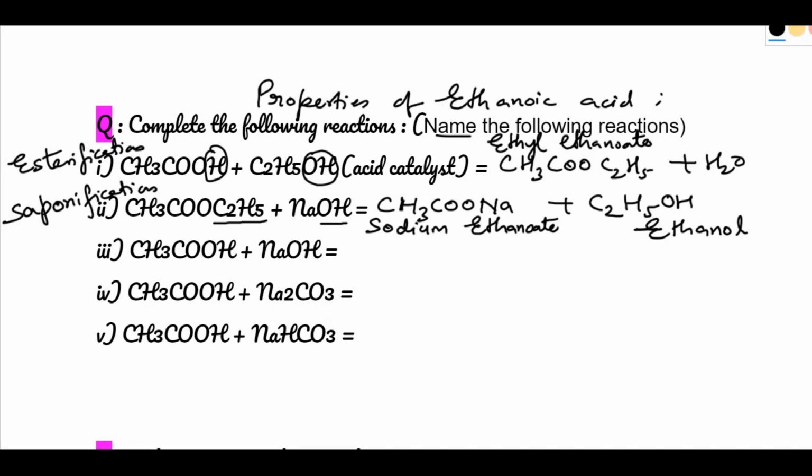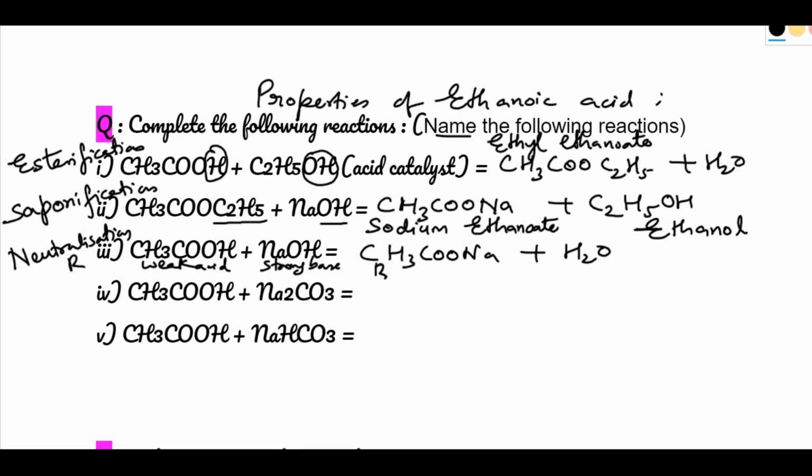The next one is ethanoic acid and sodium hydroxide. It's a weak acid and strong base. Acid plus base is called neutralization. So this is a neutralization reaction. This will give salt and water. Because the acid is weak and the base is strong, the salt is a basic salt. The salt is CH3COONa, and water. So it is a basic salt.